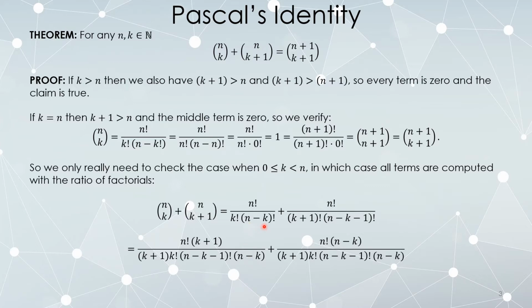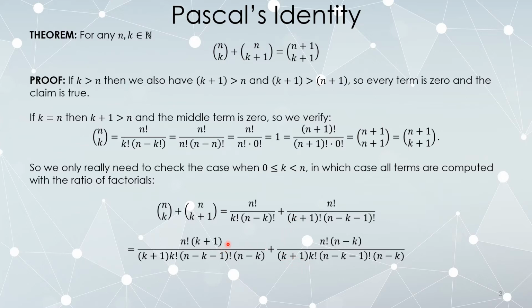N minus k factorial is n minus k minus 1 factorial times n minus k. This factorial is the previous factorial times the last number. And then in the other term, we do something very similar. The numerator we multiply by n minus k, but we also multiply the denominator by n minus k. So these would cancel out, and that's okay. K plus 1 factorial can be replaced with the previous factorial, k factorial, and the last number, k plus 1. So k plus 1 factorial is equal to k factorial times k plus 1.